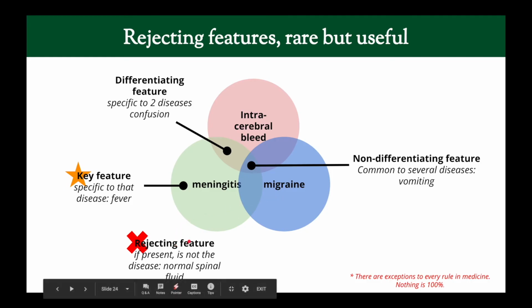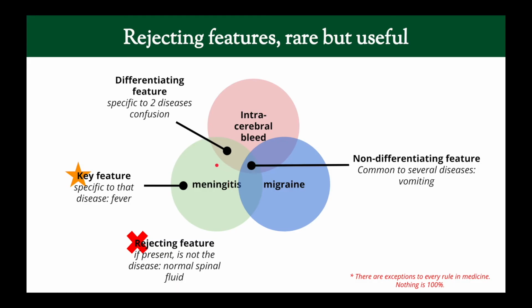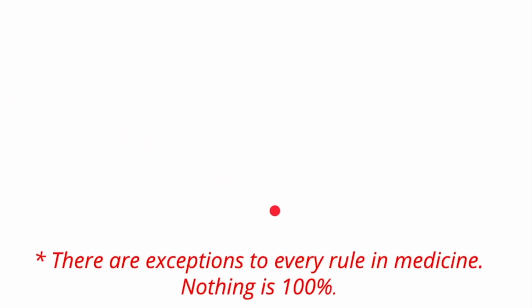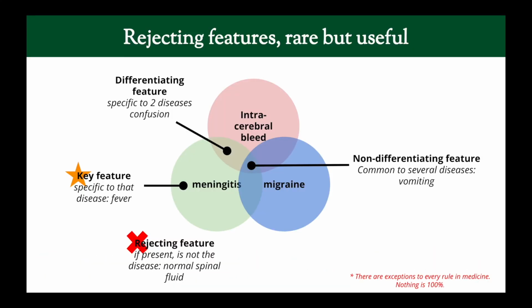Finally, a rejecting feature is something that if the patient has this, then they probably don't have the disease. So let's say normal spinal fluid, you can see here. It's usually not present in meningitis. So if the patient has normal spinal fluid, they probably don't have meningitis. Now there's an important note down here that there are exceptions to every rule in medicine. So can a patient have normal spinal fluid and have meningitis? Absolutely they can. They usually don't, but they can. And so I'm letting you know that because not everything is 100% in medicine. And as you go through your career, you'll find out what those exceptions are and how you deal with them.